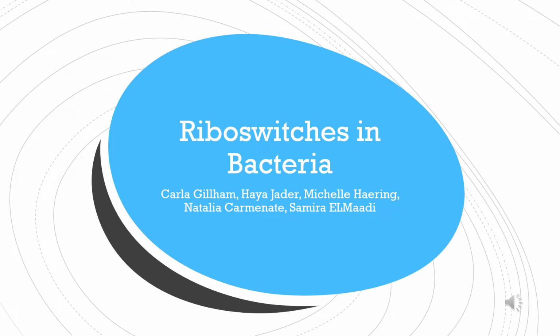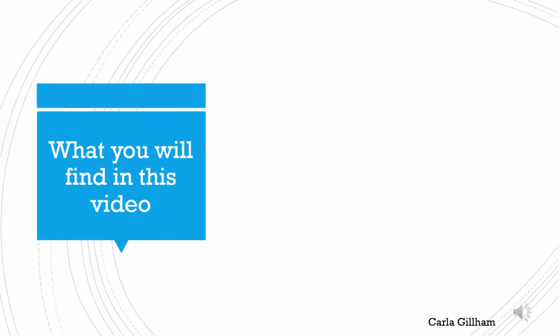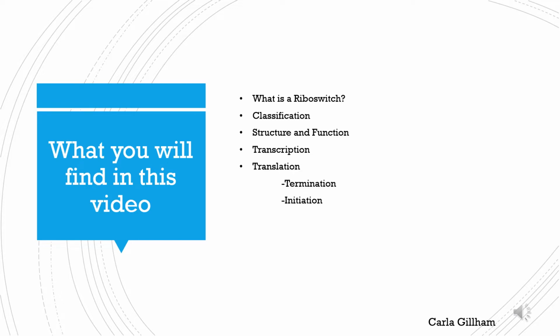Hi everyone, today we are going to talk about riboswitches in bacteria, an important element in RNA structure. In this presentation we will look at the following aspects. What is a riboswitch and how did it evolve? The classification of a riboswitch, the structure and function of a riboswitch, the role riboswitches play in transcription and translation, and finally we will discuss the importance and applications of riboswitches.